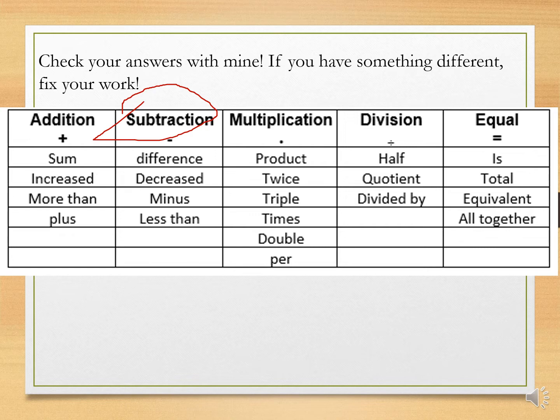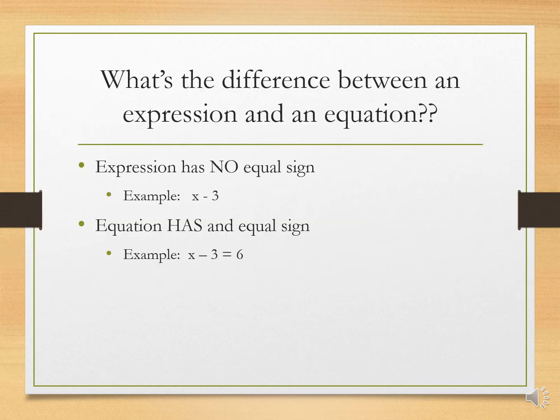So whenever you see these words in your word problems, these are the words that help you determine what kind of problem or equation you can make. So the difference between an expression and an equation: an expression has no equal sign, so like x minus 3. An equation has an equal sign, so like x minus 3 equals 6.